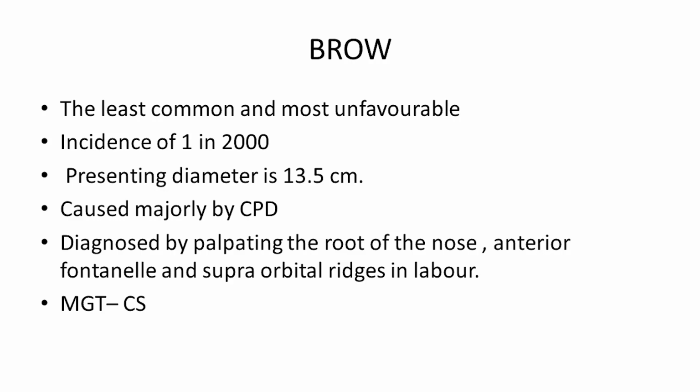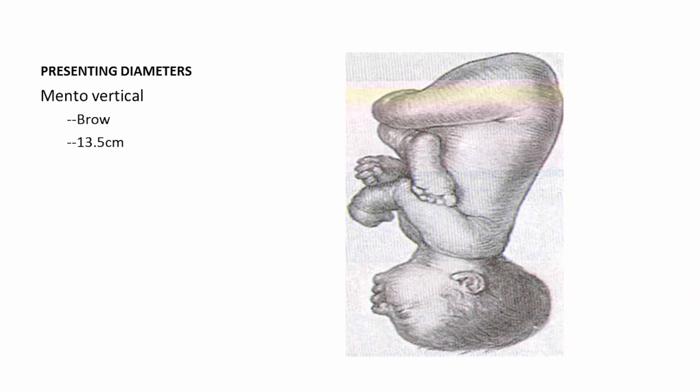The brow presentation is the least common and the most unfavorable presentation. It has an incidence of about 1 in 2,000. The presenting diameter is 13.5 centimeter, which means that a brow presenting fetus will not be able to deliver vaginally. It is caused majorly by cephalopelvic disproportion, and it is diagnosed by palpating the root of the nose, the anterior fontanelle, and the supraorbital ridges in labor. The management of brow presentation is cesarean section. The presenting diameter is the mentovertical diameter with a value of 13.5 centimeter.